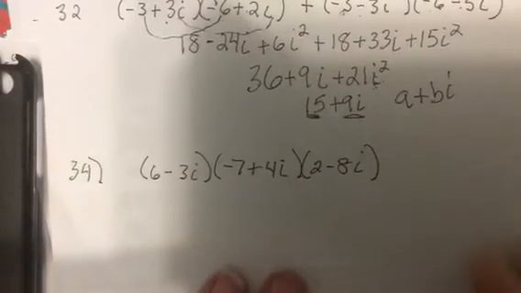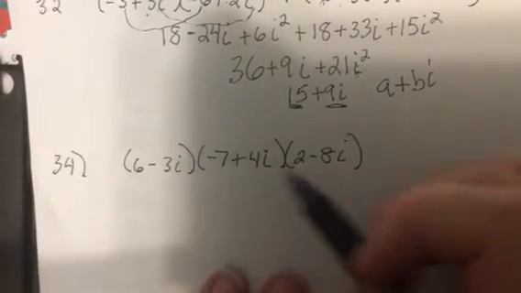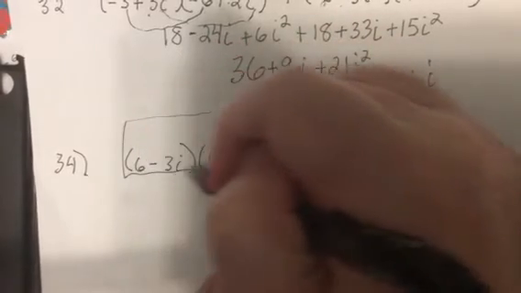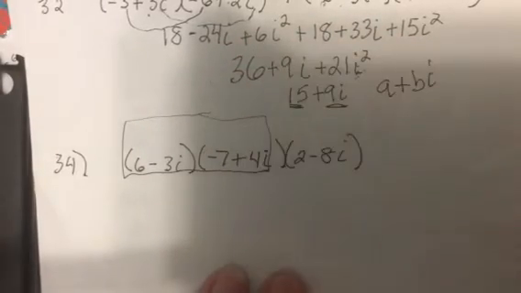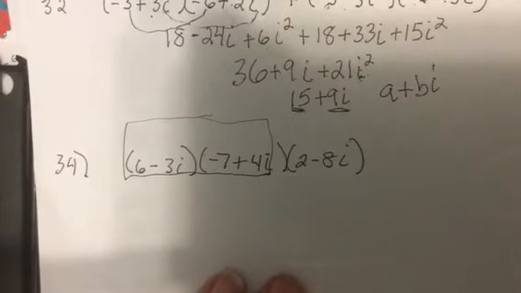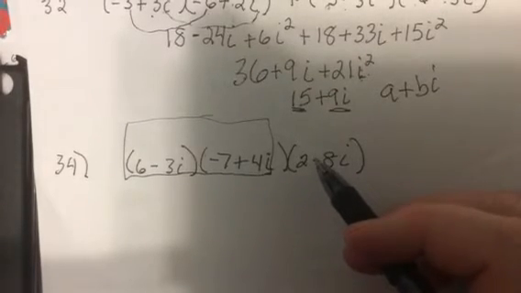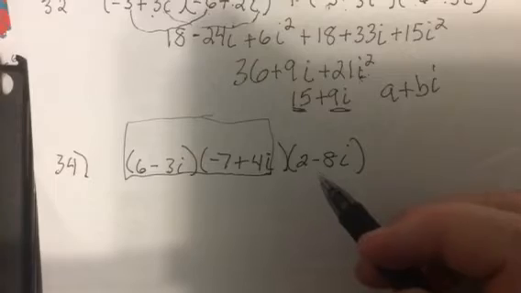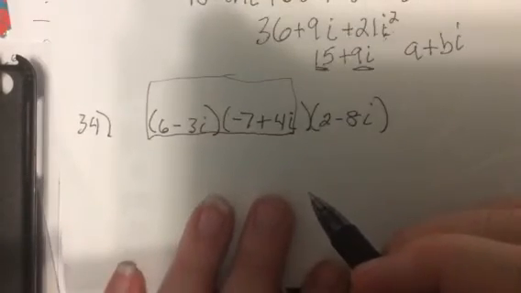Now, what I recommend to my kids when I'm doing 3 of these things is do 2 of them first. FOIL it, simplify it, then FOIL with the last term. If you try to do all 3, it just makes your brain hurt.